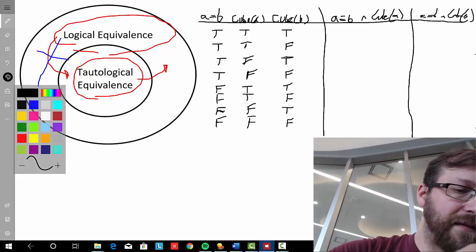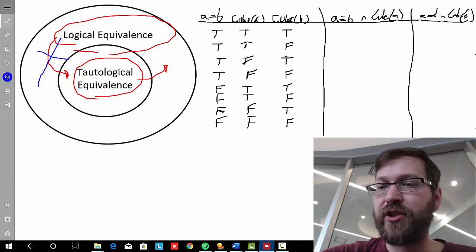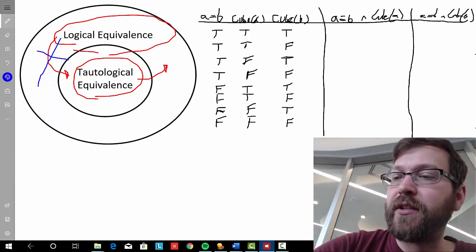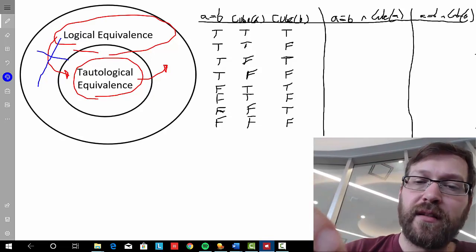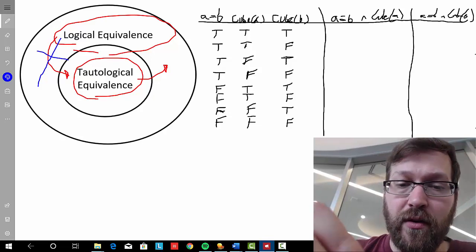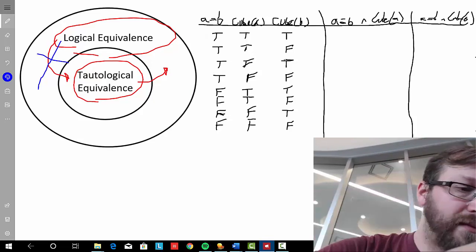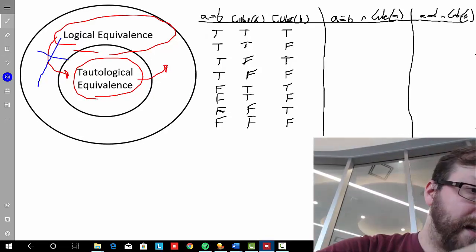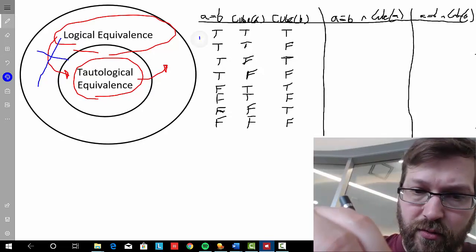Because we have three types of propositions, A is identical to B, A is a cube, and B is a cube, we have three propositions in our reference column, and we have 8 rows, 8 situations.